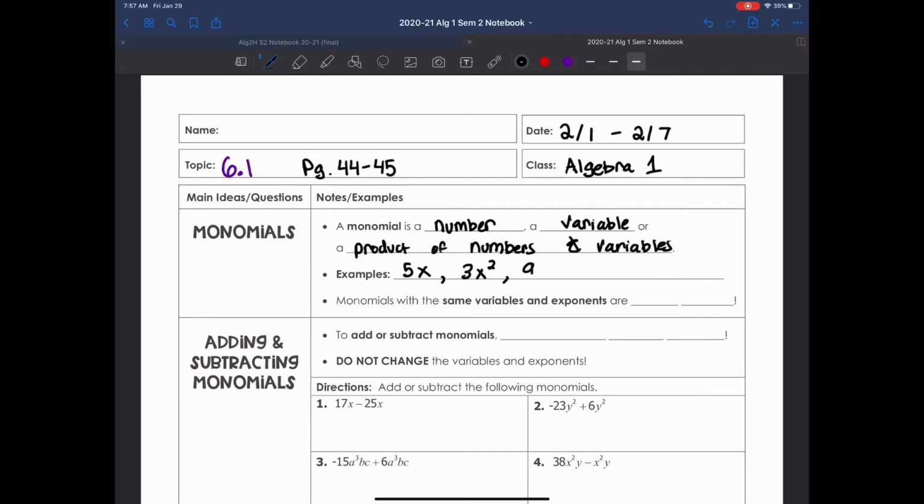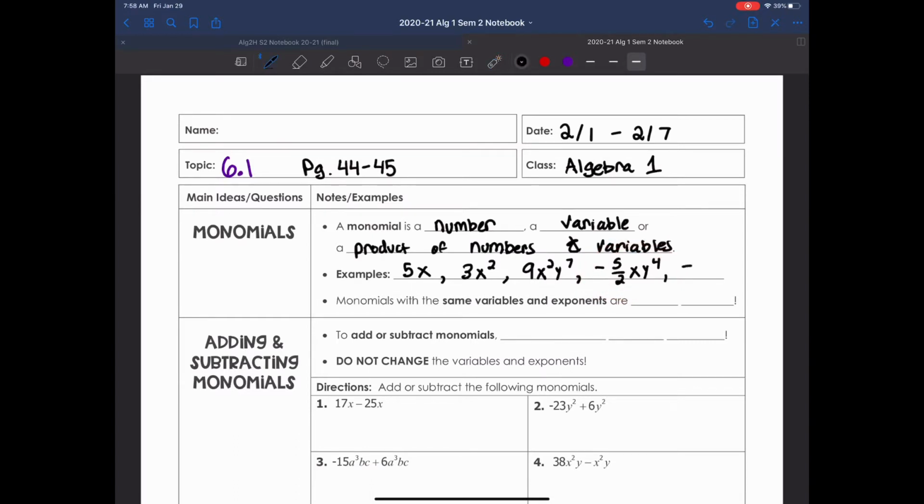We might have, for example, 9x squared y to the 7th. Again, this is just a product of numbers and variables, so that makes it a monomial. We aren't adding or subtracting anything, so there's only one term. Another example might be negative 5 halves x y to the 4th. Again, this is just a product of numbers and variables, okay? No addition or subtraction, so it's still a monomial.